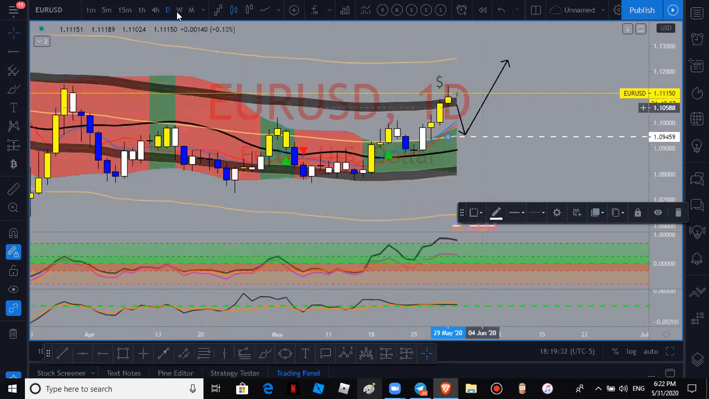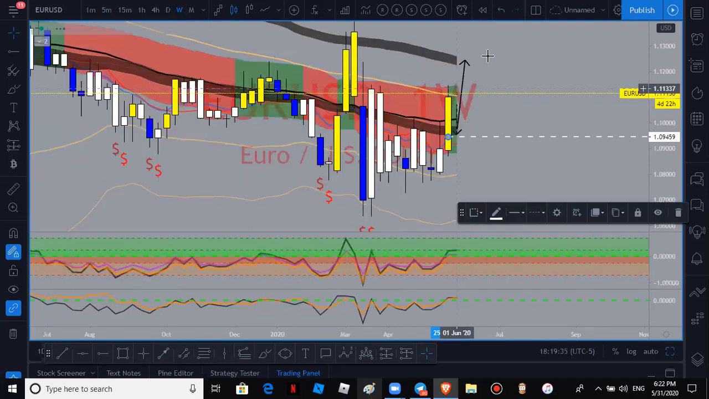Because on the weekly time frame, what that would look like is possibly during the week it drops and then it continues higher, which will leave a huge wick. So let's go on the 4-hour time frame, see what that's looking like.